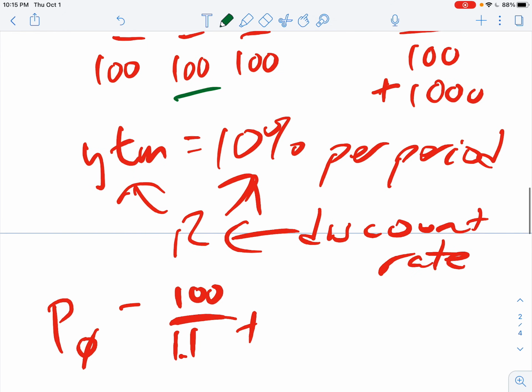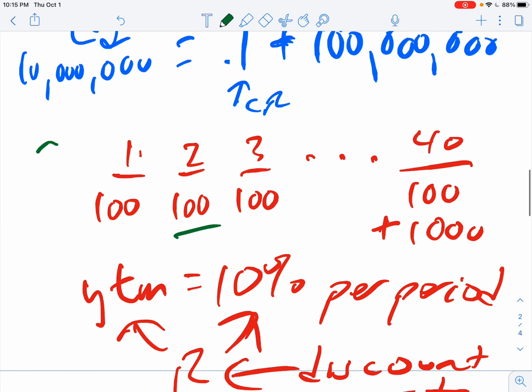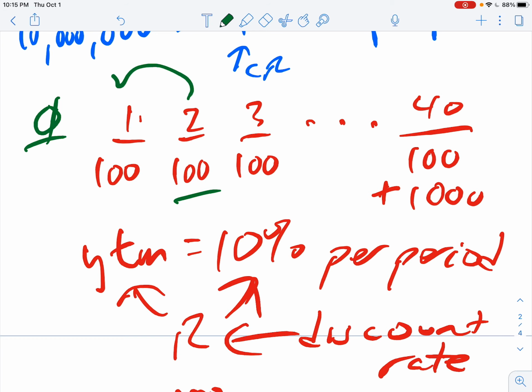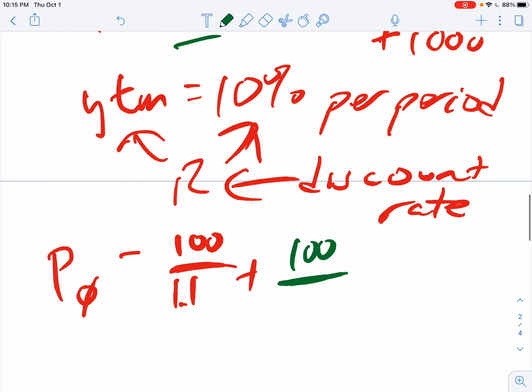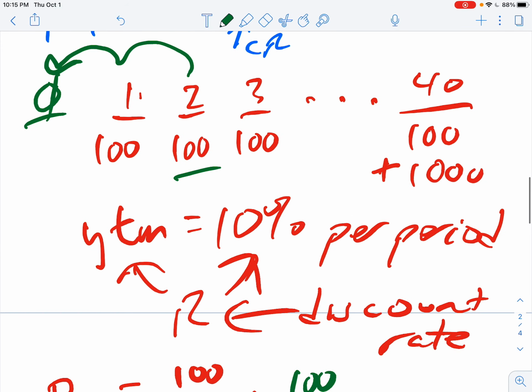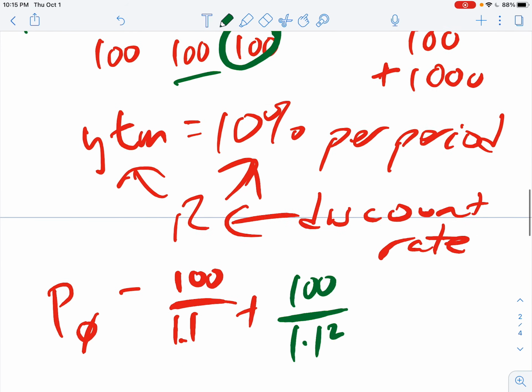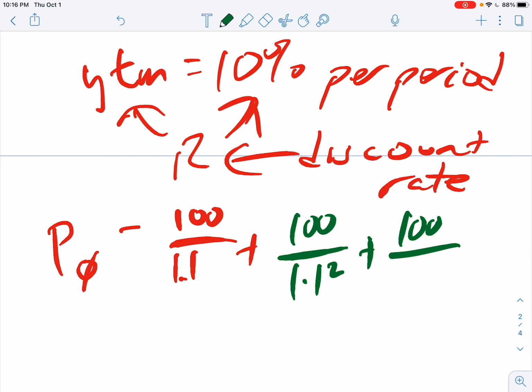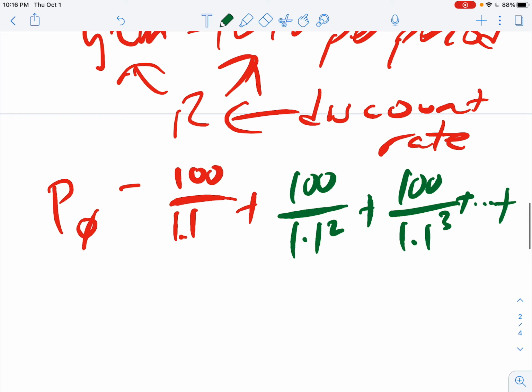Okay, here's the second cash flow, plus that 100. Since that occurs at date 2, in order to get the present value at date 0, we now have to go back 2 periods. So that would be 100 times 1 over 1.1 squared, which is the same as 100 divided by 1.1 squared. And then for this cash flow here, its individual present value would be 100 divided by 1.1 cubed, plus dot dot dot plus. The last term would be 1100 divided by 1.1 to the 40th power.